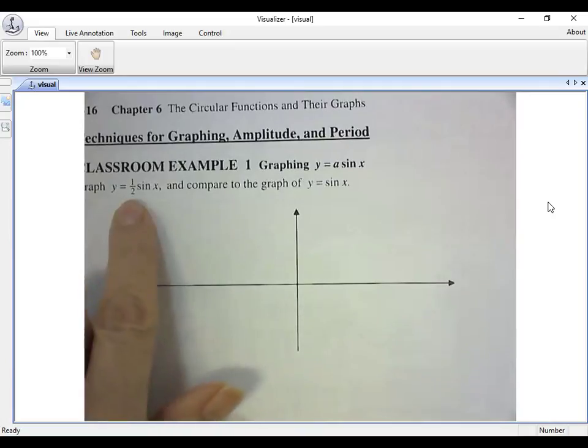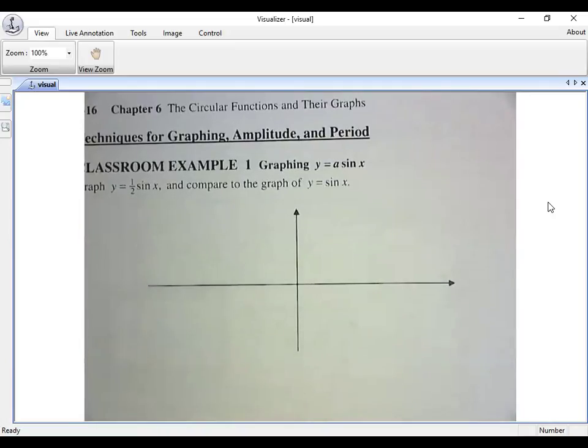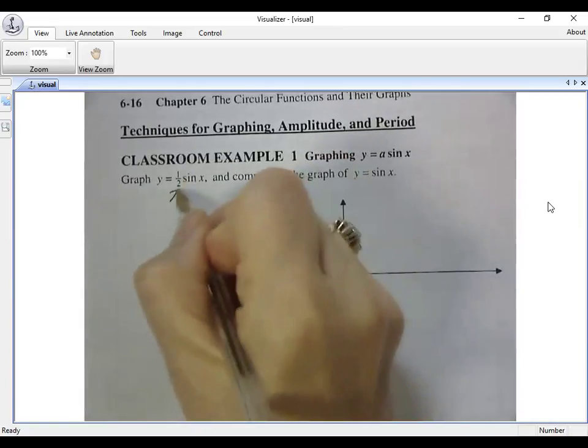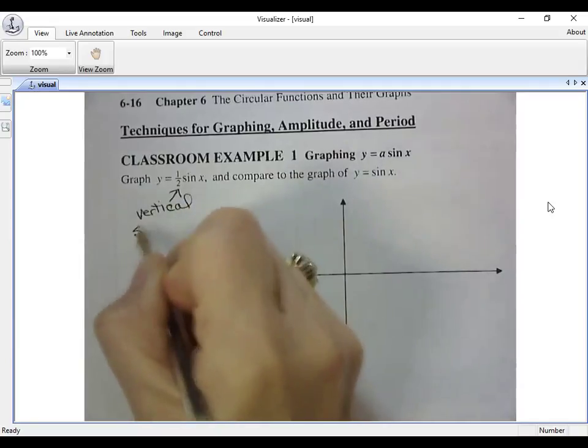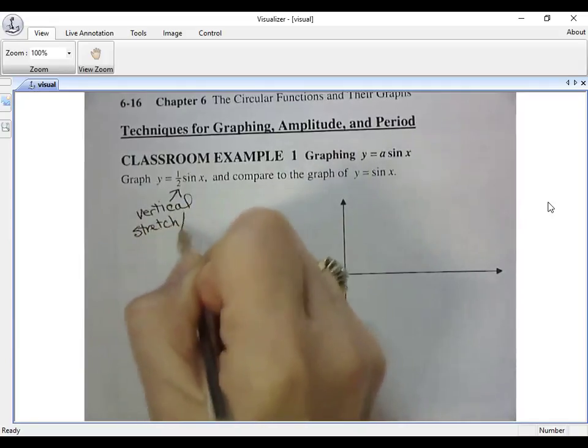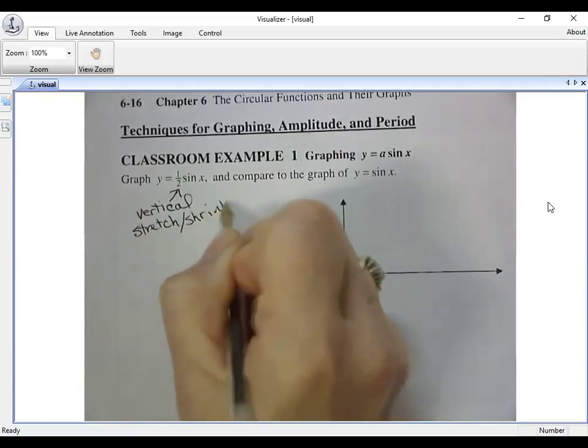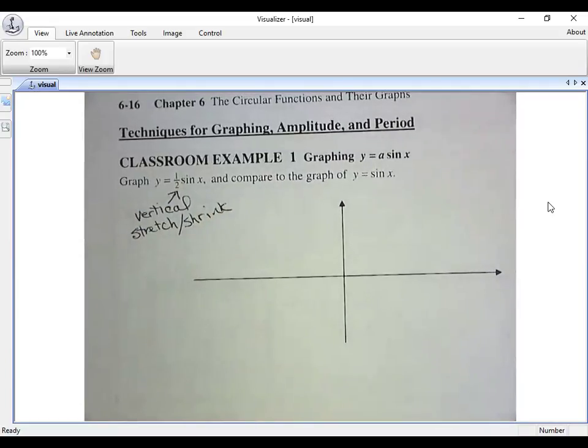If we see a number in front of the function, it's the very first thing you see after the equal sign, that's going to be a vertical stretch or a vertical shrink. Now, the number itself, just like it was on the parabola, will tell us which one it's going to do. What would you expect this to do if it's 1/2? A vertical shrink, which means that it does what? Yeah, it's going to squish it down this way. So here's what I want to show you.